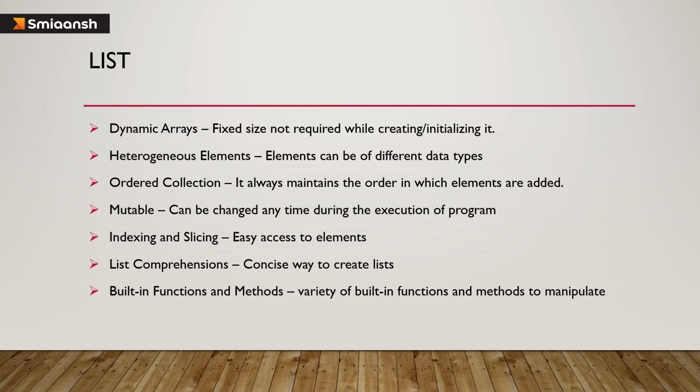Lists are nothing but dynamic arrays. That means while creating or initializing it, it is not mandatory to declare it with a specific size. List is heterogeneous in nature, meaning it can have different elements of different data types. For example, you can have a list of elements which are integers, floats, booleans, and strings. List is an ordered collection. It always maintains the order in which elements are added.